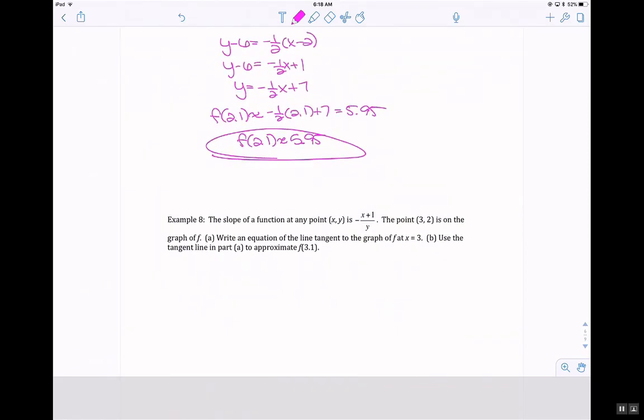Example 8, the slope of the function at any point is given by this equation. That means that dy dx is equal to this. The point 3, 2 is on the graph. Write the equation of the tangent line at x equals 3. Use it to approximate f at 3.1. So, dy dx, we're going to first evaluate this at 3, 2.